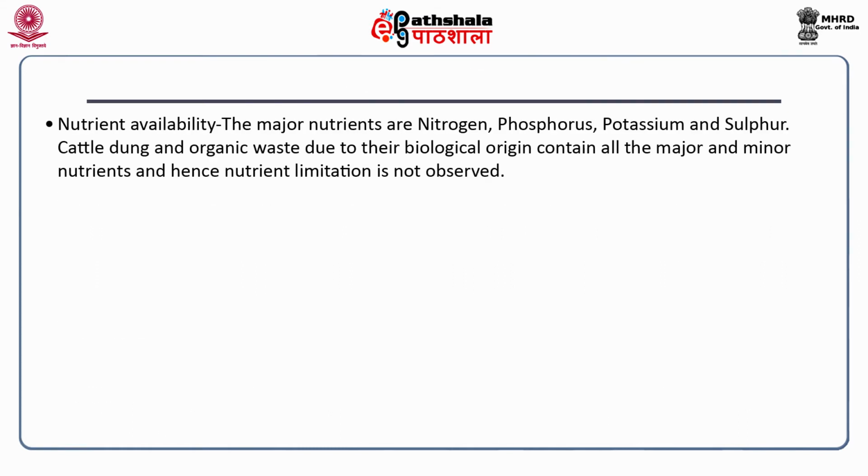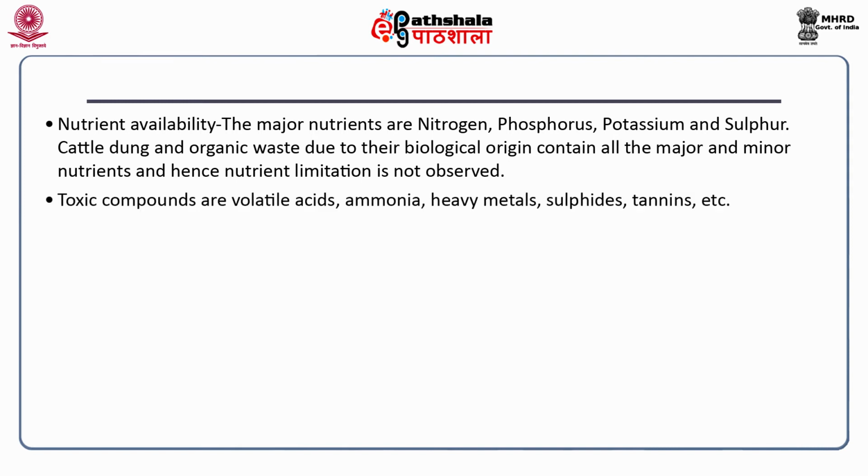Nutrient availability is also an important factor for biogas production. The major nutrients like nitrogen, phosphorus, potassium and sulfur are important. Cattle dung and organic waste, due to their biological origin, contain all the major and minor nutrients, and hence nutrient limitation is not observed if we are using cattle manures. Toxic compounds like volatile acids, ammonia, heavy metals, sulfides and tannins negatively affect biogas production.